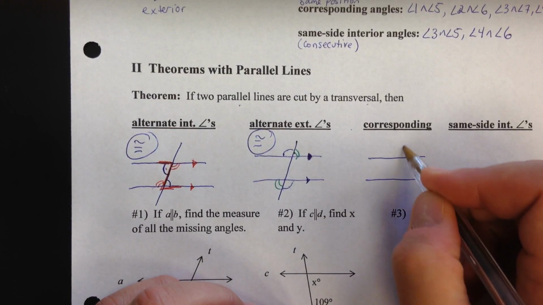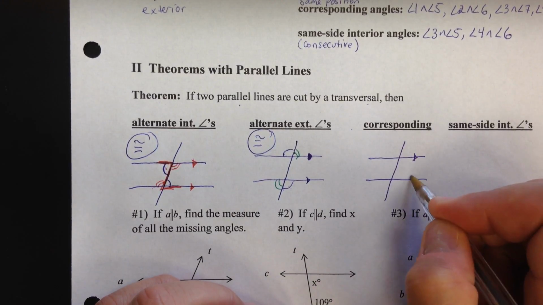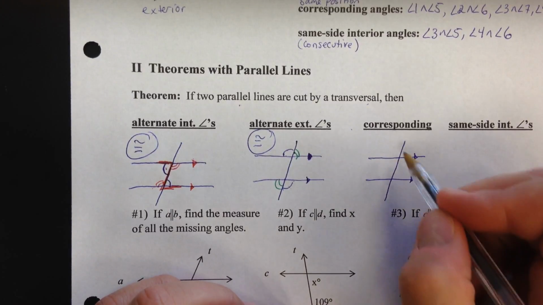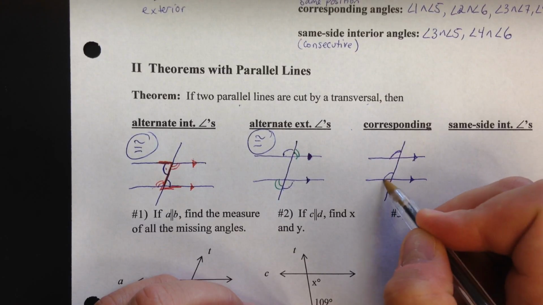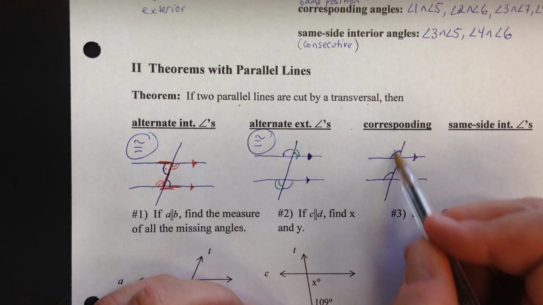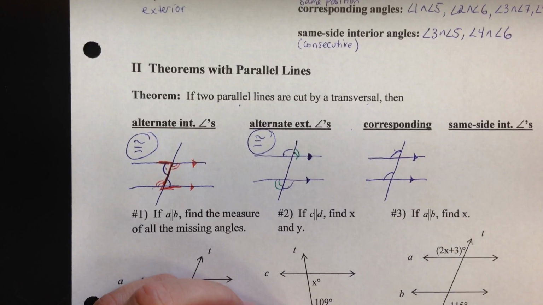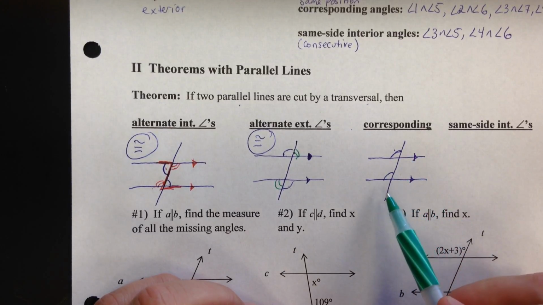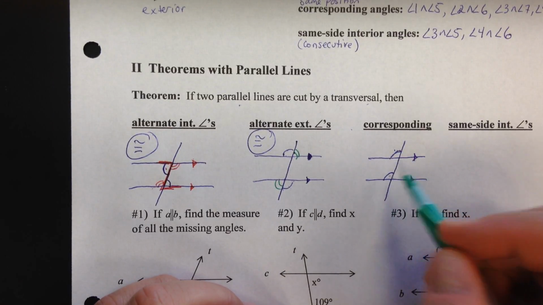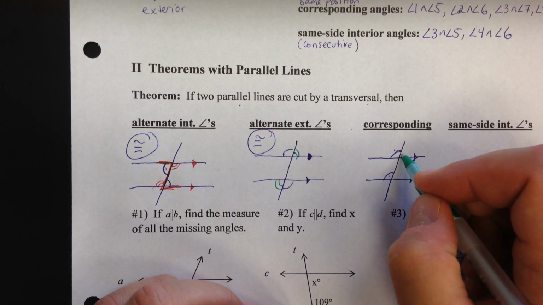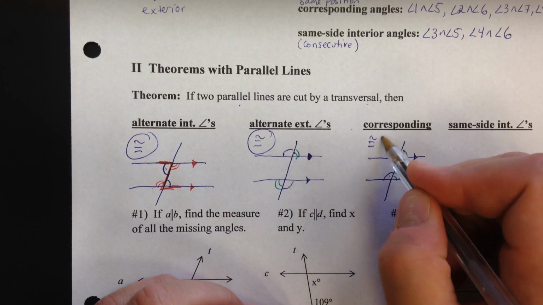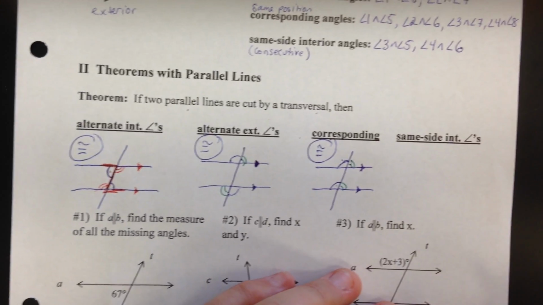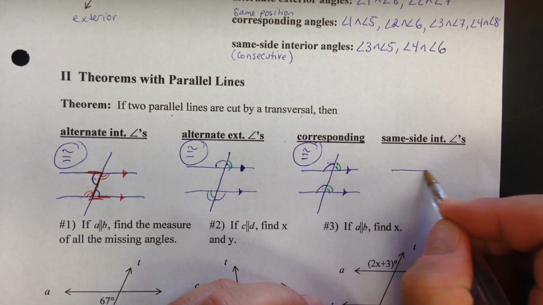Corresponding, now they're in the same position. Okay, there's my parallel symbol there. Corresponding would be like this position and this position. They're going to be congruent as well. So those two will be the same. Now actually we have four pairs of corresponding. I'm not going to label them all, but those two would be the same. We could also say these two would be the same. All right, that's corresponding angles. Corresponding angles congruent.